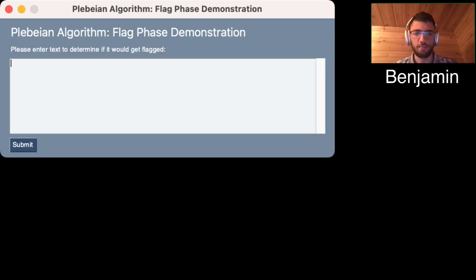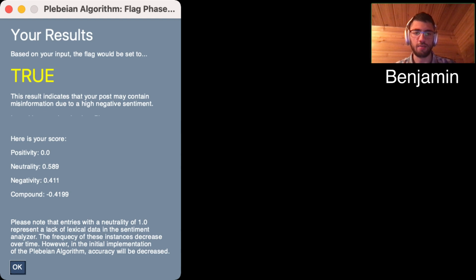So here is the back to where we were initially. If I type in, for example, "the 2020 election was rigged," obviously misinformation, and press submit and give it a second, it says true. So it tells that this information, the result indicates that the post may contain misinformation, and as such it would proceed on to the next phase, the jury phase.